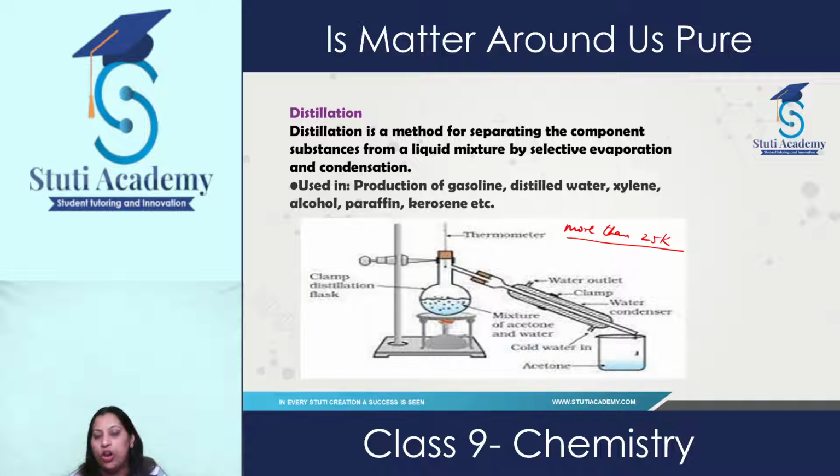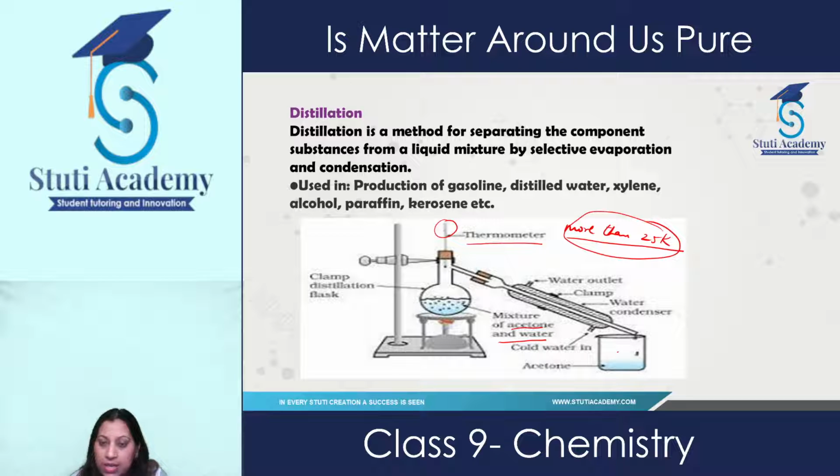Now, just look at this example. We have taken a mixture of acetone and water. When we provide heat to this mixture, it starts evaporating. Acetone, being less boiling point, evaporates at a faster rate. And this thermometer which we are using here is used to record the temperature. Now when this acetone evaporates, it passes through the condenser where it liquefies and gets collected in this beaker. In this manner, we can easily separate acetone and water, because they have a difference in their boiling point more than 25 Kelvin.